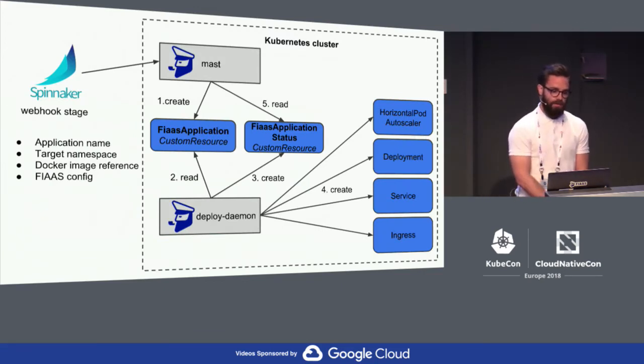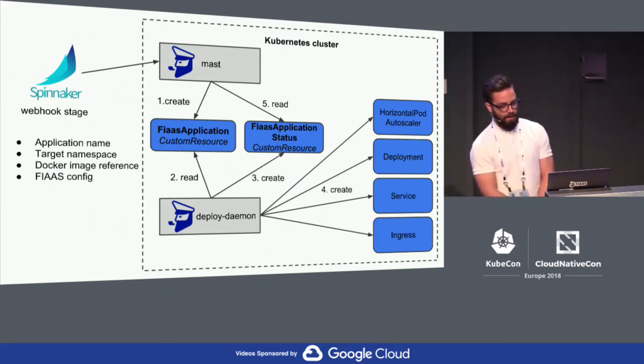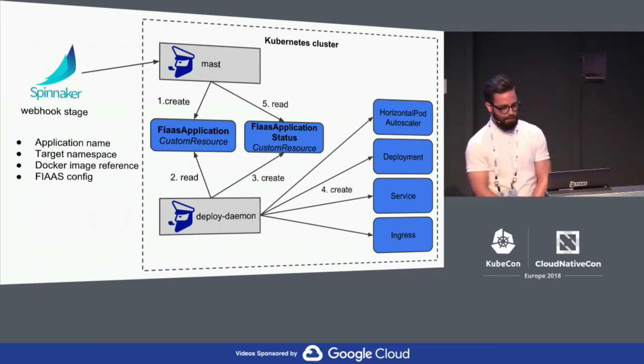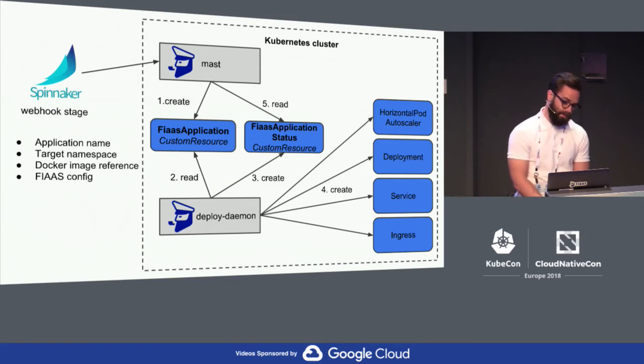So to deploy to Kubernetes with FIAAS, we started out using the Spinnaker webhook stage that Gard mentioned. It essentially lets you define a kind of HTTP request template, which will be hydrated with information from the pipeline context at execution time.